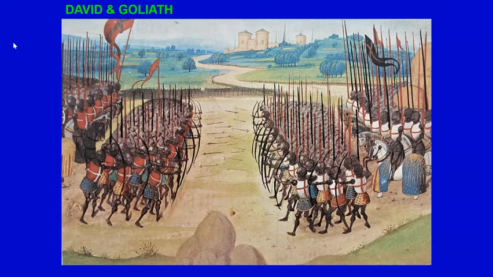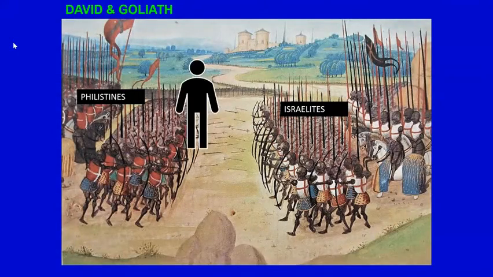All right, another story I'm going to tell you is the story of David and Goliath. So there were two armies. One was called the Philistines, and the other was called the Israelites, and they were squaring off to have a big battle. But every day, a giant of a warrior would come out and taunt the Israelites. He was a Philistine, and he would taunt the Israelites.